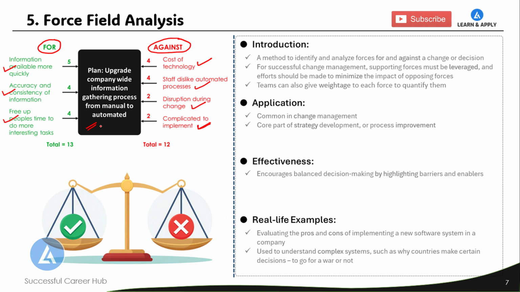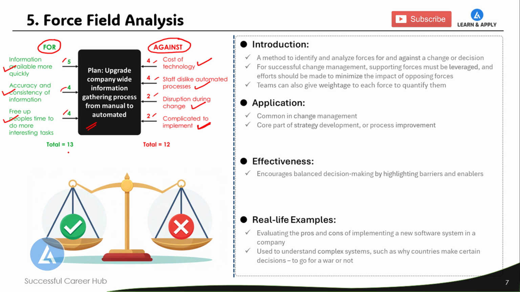In this example, we can see the number of forces that are in favor of the change are 3, whereas the number of forces which are against the change are 4. To simplify the decision making in this situation, we can give weightage to each force to quantify them. For example, we can quantify the forces which are in favor of the change as 5, 4 and 4. Similarly, we can quantify the forces which are against the change as 4, 4, 2 and 2. This weightage needs to be done by your decision making team.